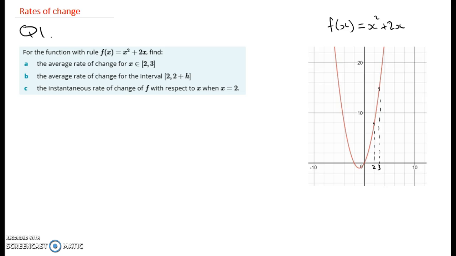If we're trying to calculate the average rate of change for part A for x equals 2 to x equals 3, I've marked x equals 2 and x equals 3, those points on the graph here. We're just trying to find the gradient of the chord, so the straight line that would connect those two points there. So the way we'd go about that is simply through the change in y over the change in x, or the rise over the run.